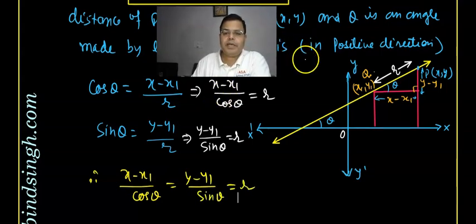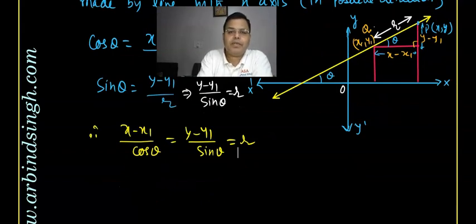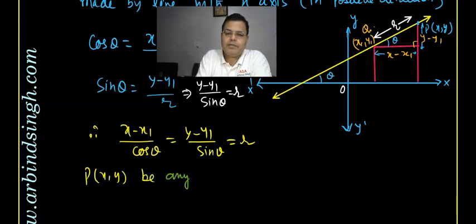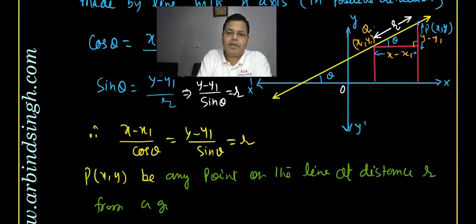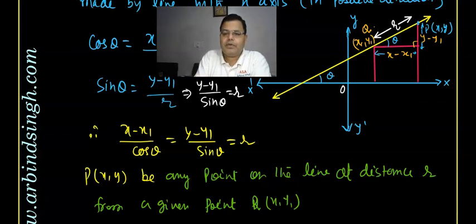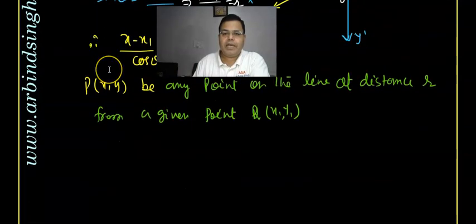So P(x, y) is any point on the line at distance r from a given fixed point Q(x1, y1). So this is the distance r. Now, any point that lies on the line can have this form.